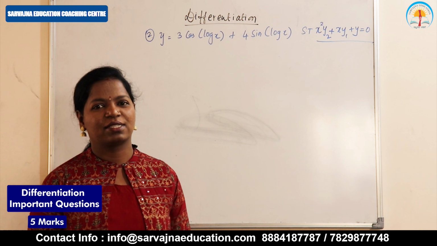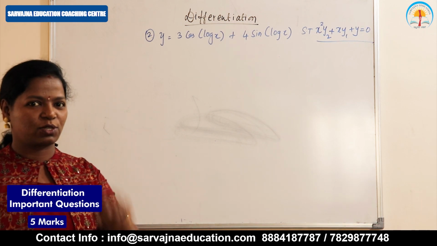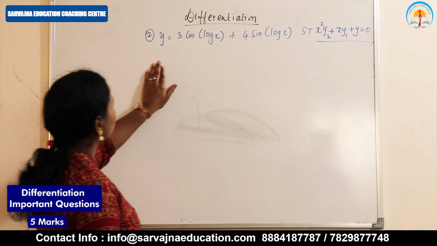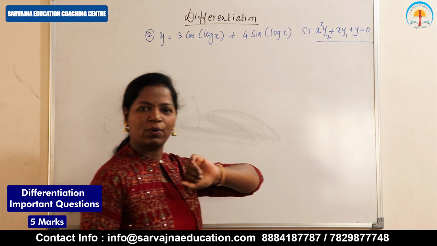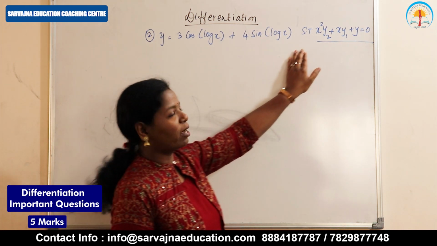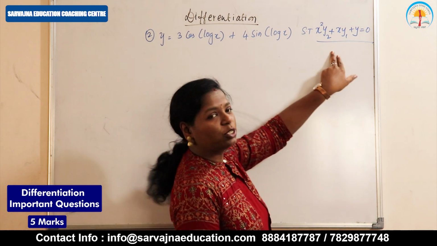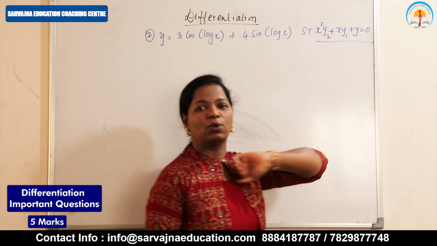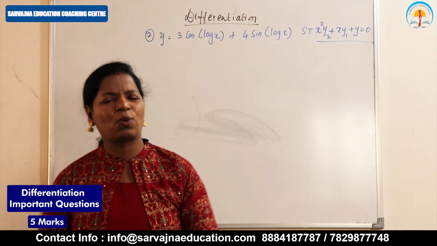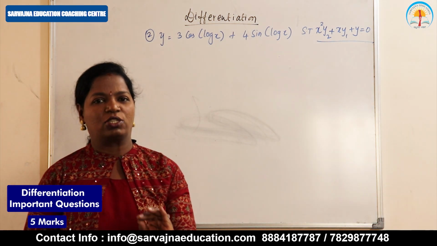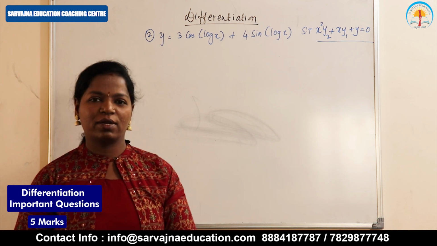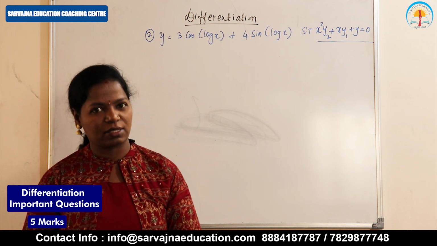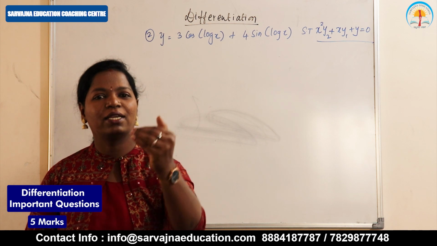Okay guys, so the second question, a 5 marks question. y is equal to 3 cos log x plus 4 sin log x. They have given the question, correct, right? Now we have to show that x square y2 plus x y1 plus y is equal to 0. Here what is y2? Before telling y2, what is y1? y1 is nothing but dy by dx. And y2 is the second derivative.